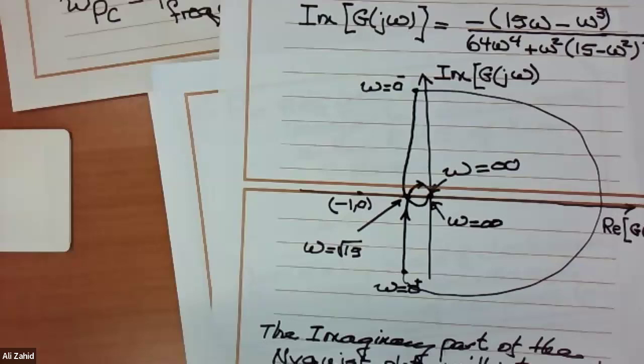Did you get it or not? Which means the phase crosses the minus 180 degree.